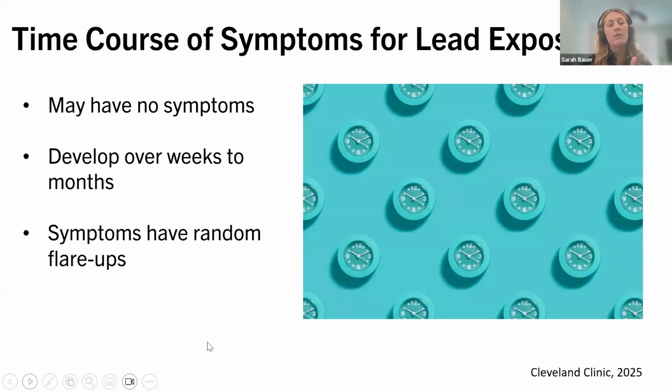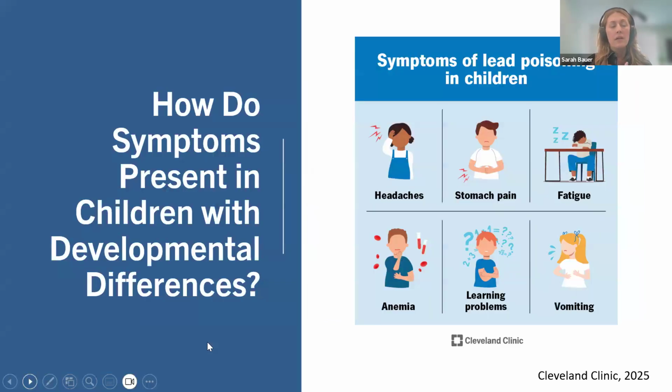So the time course, as Dr. Laurent mentioned earlier, you may not have symptoms, right? They may develop over weeks to months. You might have random flare-ups. But when I'm seeing kids who have behavior change, if we're thinking about lead toxicity as an overlay with that, do they have headaches? Do they have stomach pain? Are they more tired at school? Are you seeing anemia? Are there learning problems? Are they having some GI symptoms such as vomiting?